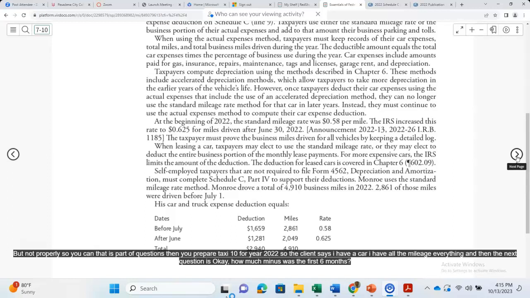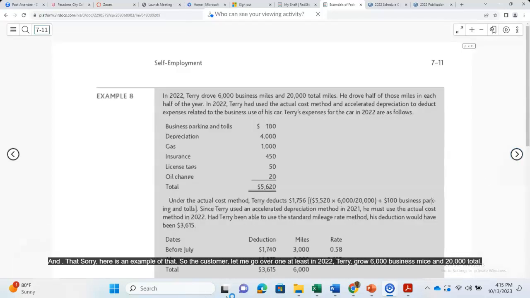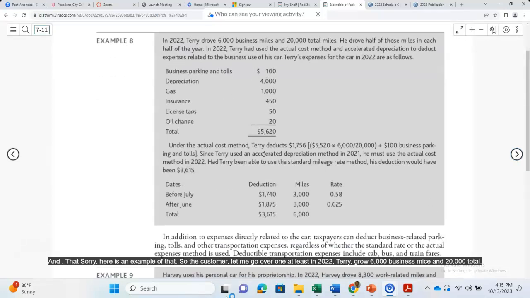So the client says, I have a car, I have all the mileage, everything. And then the next question is, okay, how much mileage was in the first 6 months? And the client needs to provide that information. So here is an example of that. Let me go over one at least. In 2022, Terry drove 6,000 business miles and 20,000 total miles. He drove half of those miles in each half of the year.